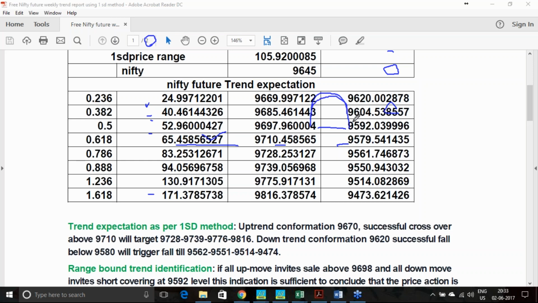But we need to take a median. Median means from where we have taken. As long as it maintains above 9645 and retraces from 9697, I can say it is an uptrend range-bound. As long as it retraces from 9592 and again finds resistance at 9645, I can say it is range-bound in the downtrend. This is a very basic definition of Fibonacci. It has nothing to do with my studies.